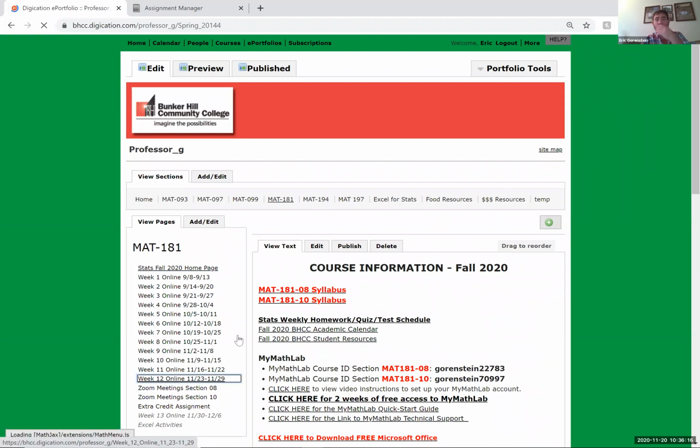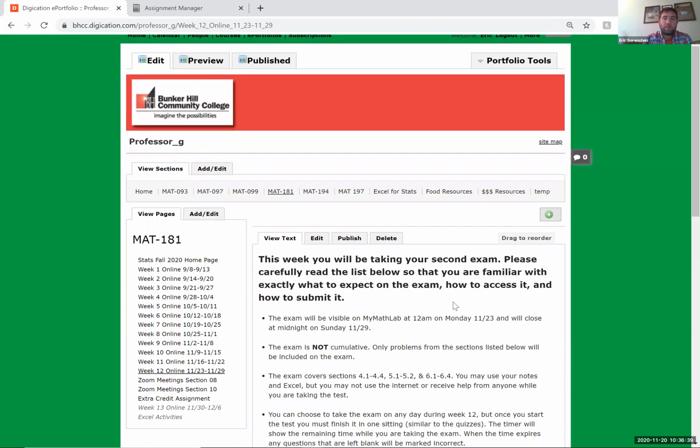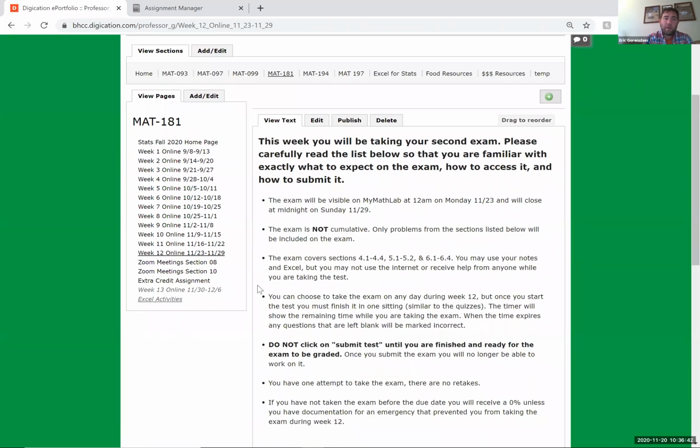So that is week 12. All right, so just like the last exam, you have a week to do it. You only have one attempt. So when you open the exam, you have to finish it in one sitting. So basically all the information here for exam number 2, I just copy and pasted from the first exam. I think it was week 6. The only thing that's changing is the due date and the sections covered. So it's exactly the same format as your first test.